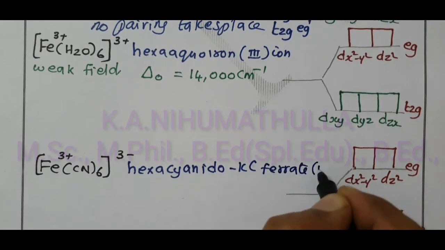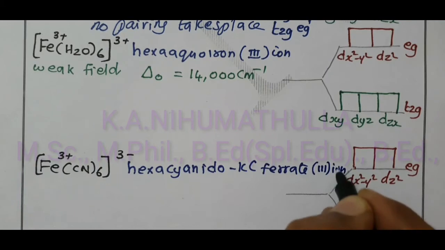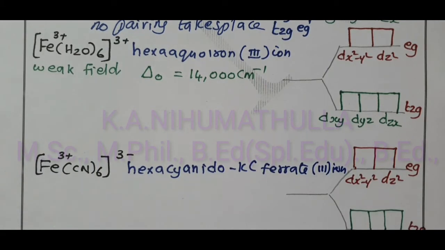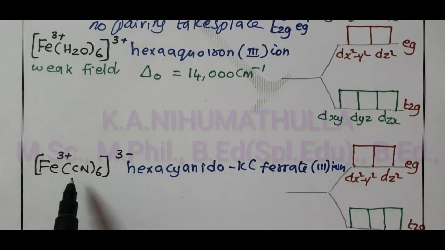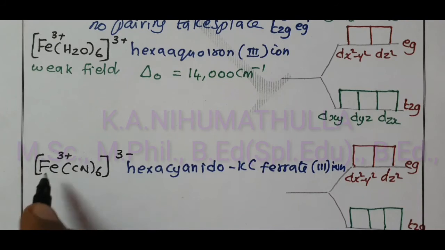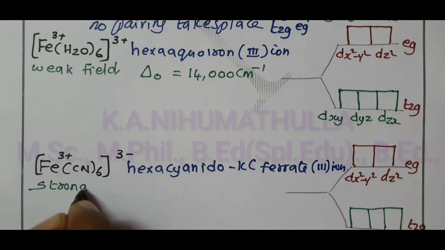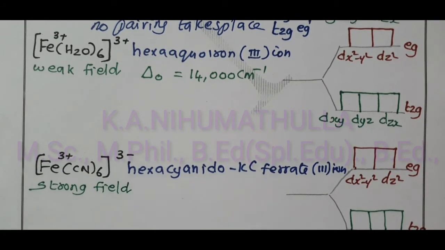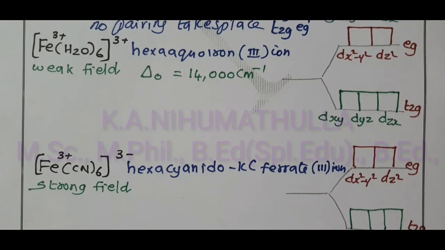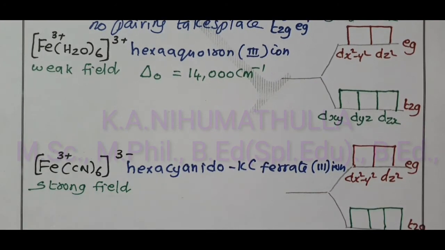ferrate 3 ion. The ligand CN minus is a strong field ligand. Therefore, the complex is a strong field complex.